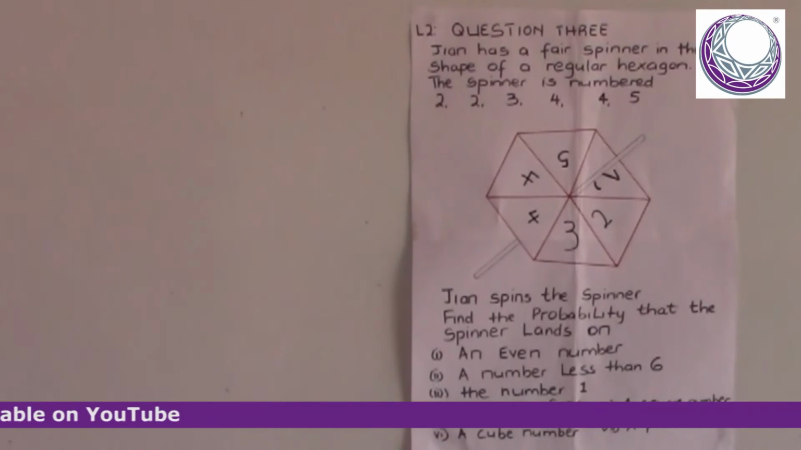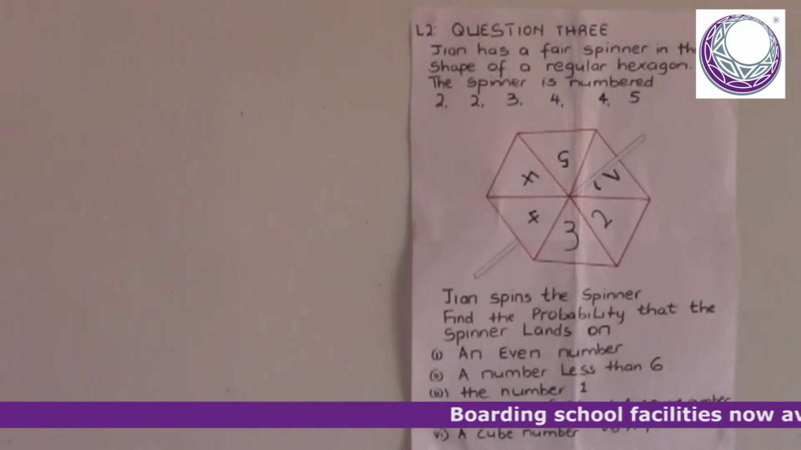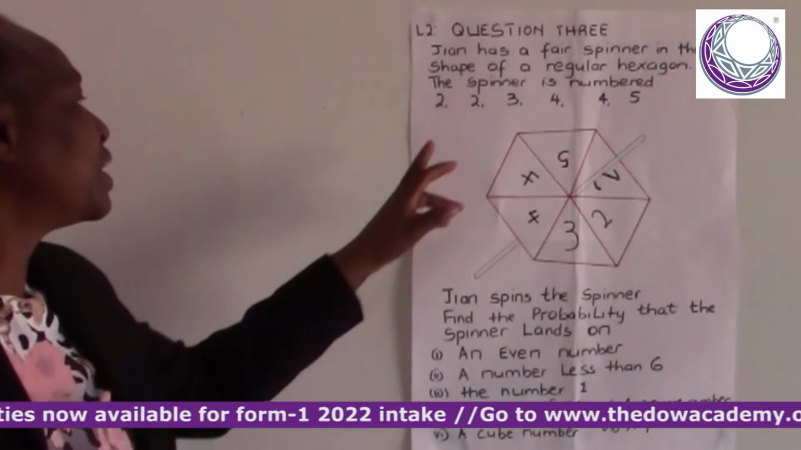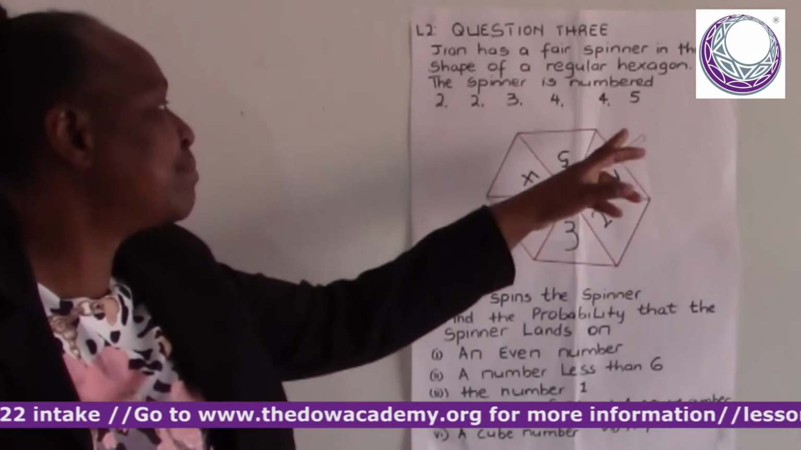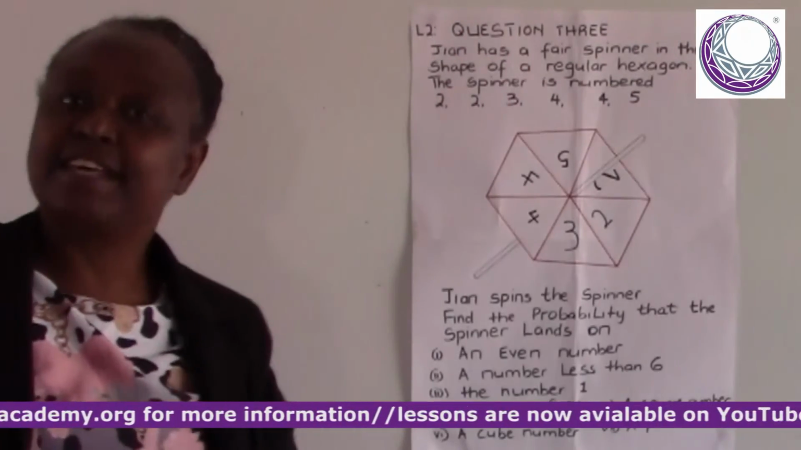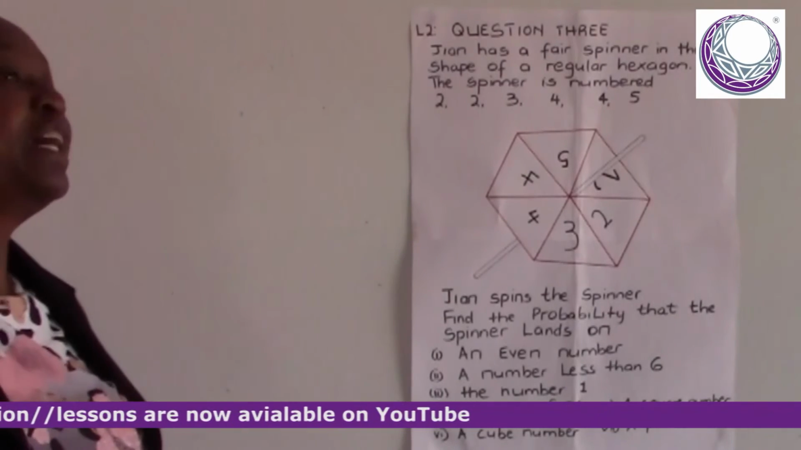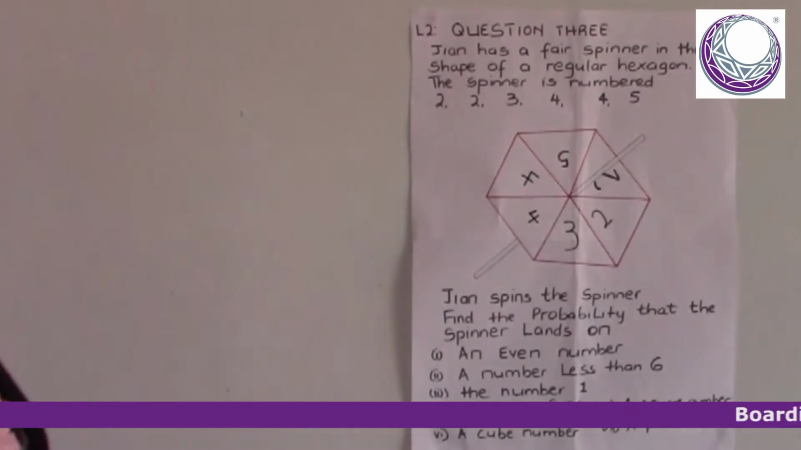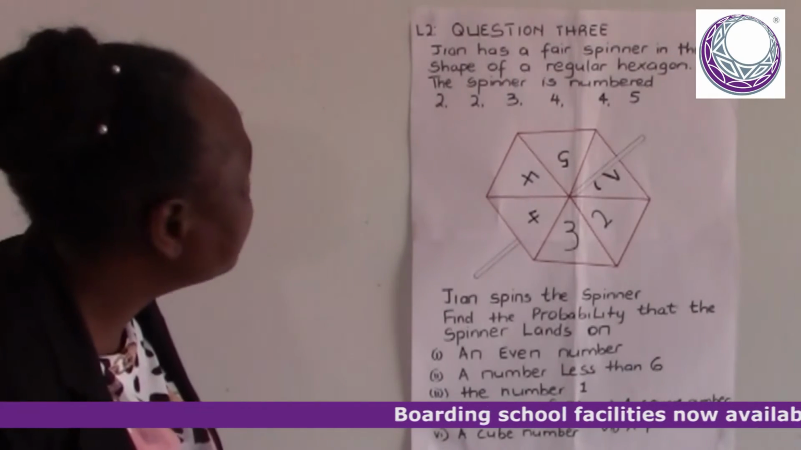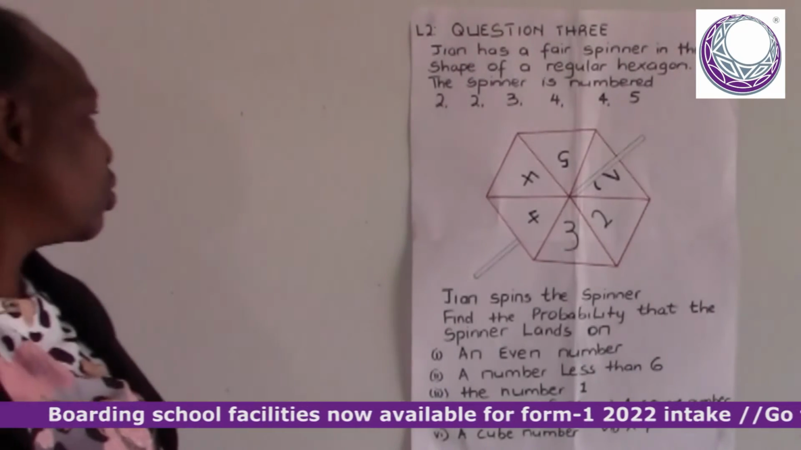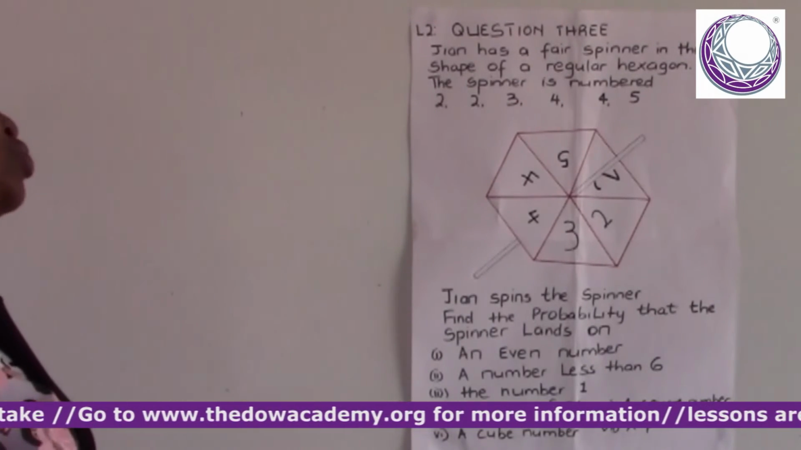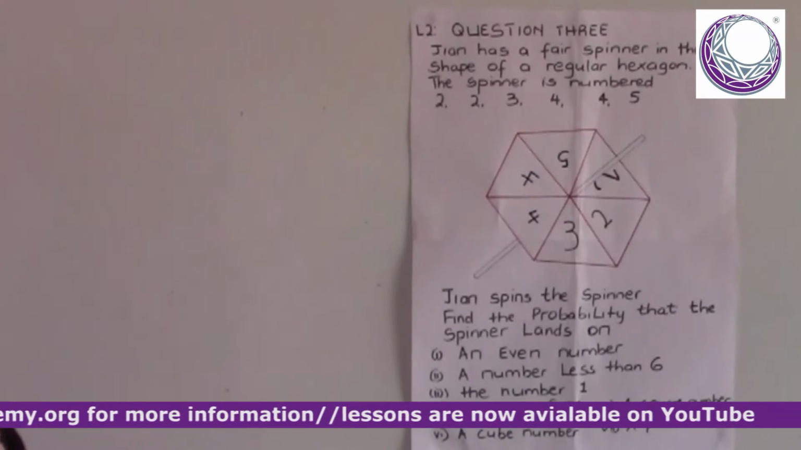So, as I've said before, it's always important to note the total number of items in any given set of numbers. In the case of probability, we can cross-check. These are 6 numbers, and the fact that this is a regular hexagon, it's a fair spinner, it means it has 6 equal spaces. So this is actually out of 6, just like in our die. But this one is not numbered 1 to 6, it is numbered 2, 2, 3, 4, 4, and 5.